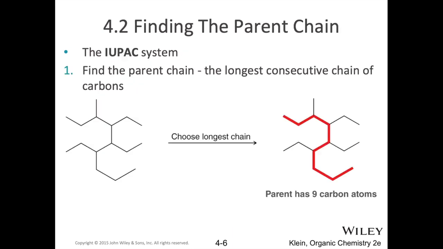In the IUPAC system, you want to look for the parent chain. The parent chain is the longest consecutive chain of carbons. Keep in mind, your molecule might not be drawn in a particular way that makes this easy to see. You have to get comfortable with tracing different paths in your molecule and figuring out which is the longest chain. And don't panic. This becomes way easier with practice. You're going to get more and more efficient at this as you do more practice problems. But when you first start out, you may want to try and do this through trial and error.